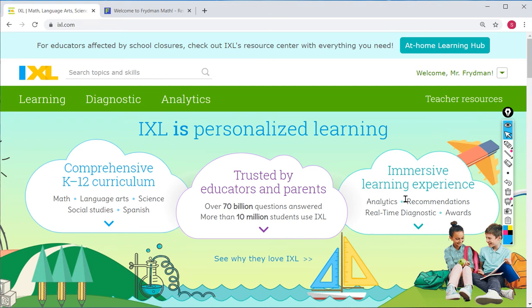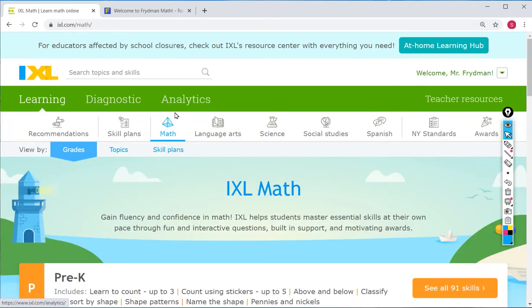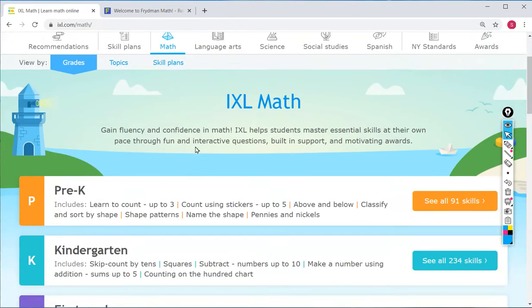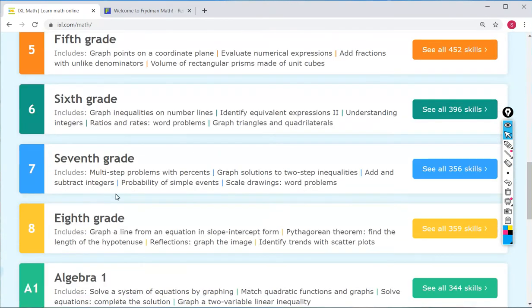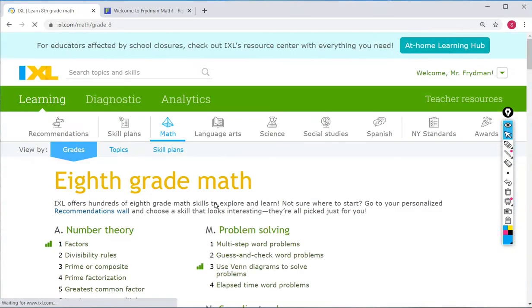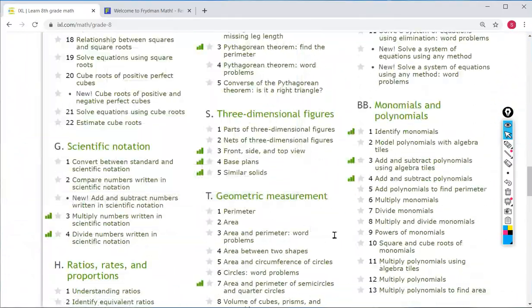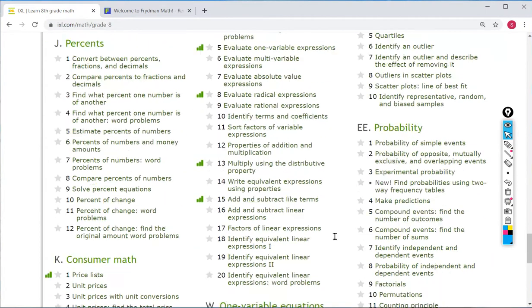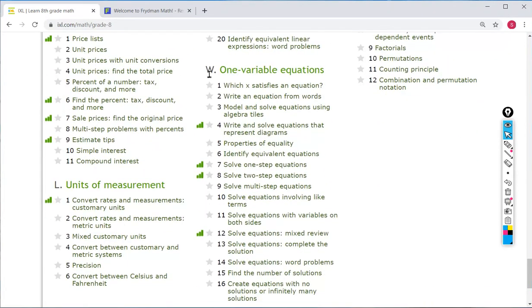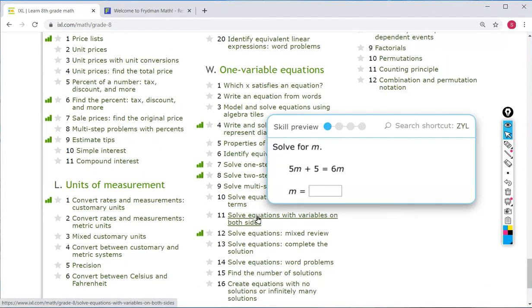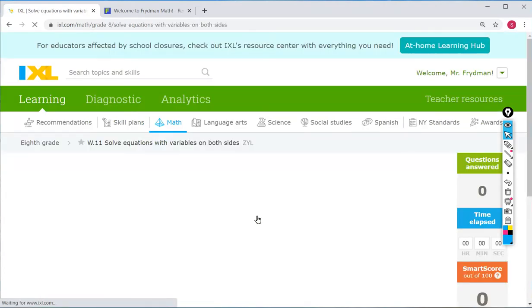Let's do IXL 8th grade W11. Go to Learning. Make sure you're on Math. Then go down to 8th grade W. Where's W? I know you're here somewhere. There it is. W11. Solve equations with variables on both sides.